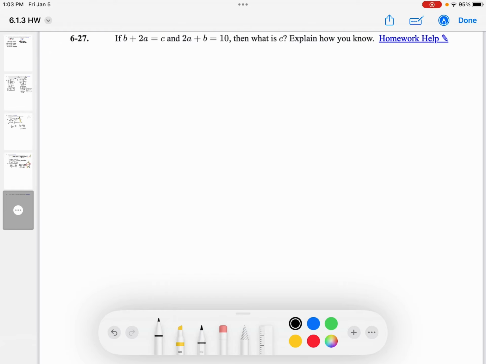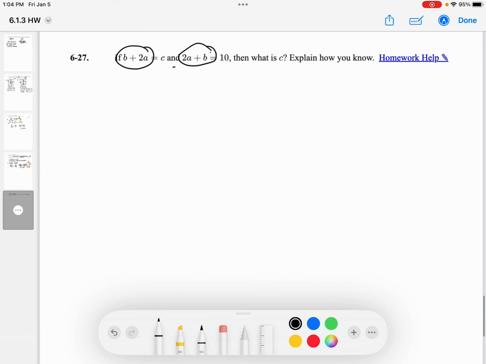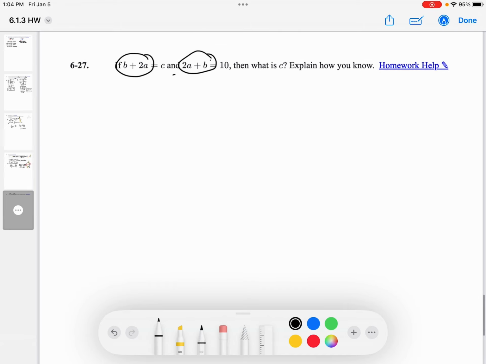And problem 27. If b plus 2a equals c, and 2a plus b equals 10, then what is c? Okay, well, I notice b plus 2a and b plus 2a just in a different order. If I know that 2a plus b equals 10, I can substitute that in here. I can say, well, b plus 2a is 10, and that equals c. Okay? And I know that because I'm using substitution.